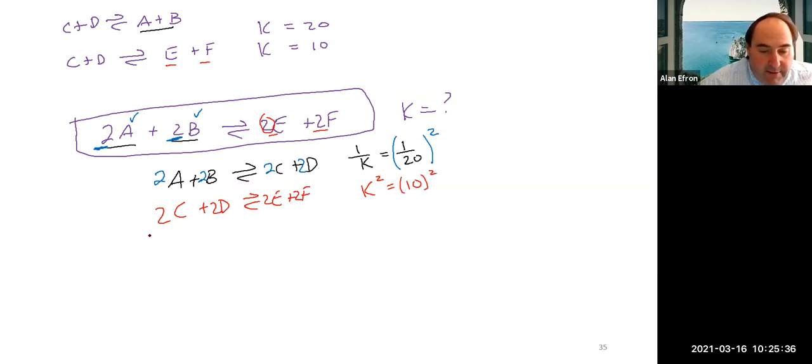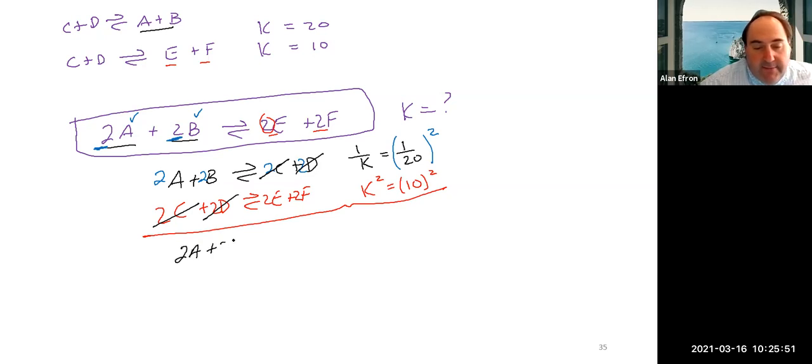At this point, we want to make sure we end up with the right reaction that we were looking for. When we add them together, the 2 C's would cancel, the 2 D's would cancel. That leaves us with 2A plus 2B going to 2E plus 2F. That is good. That is what we were looking for here.